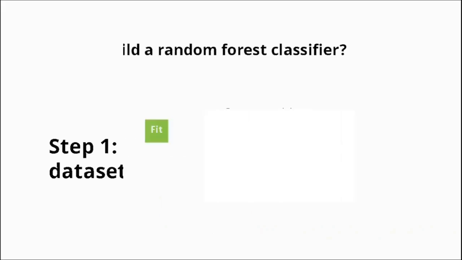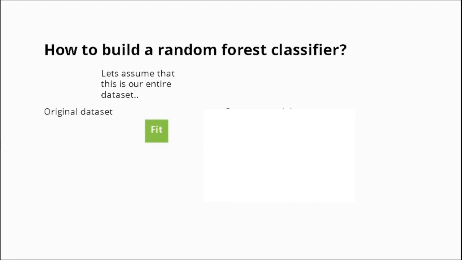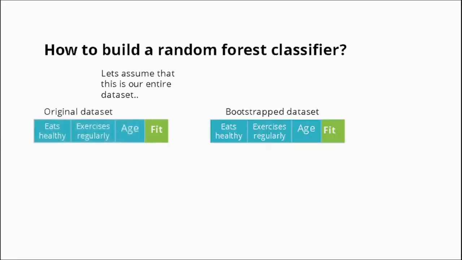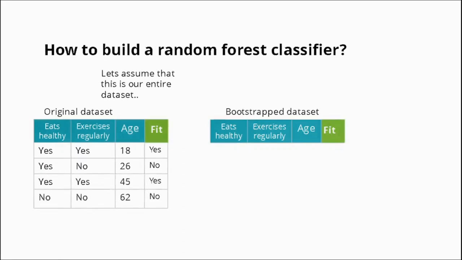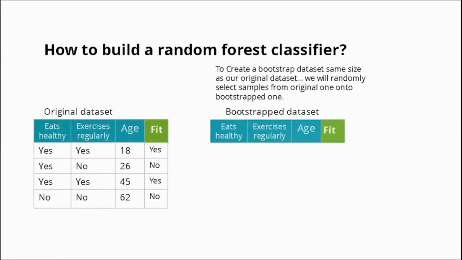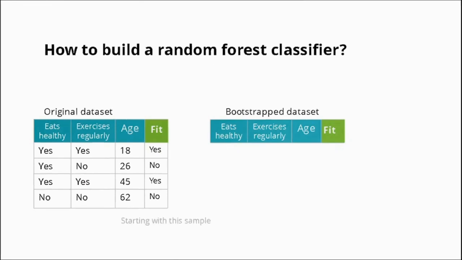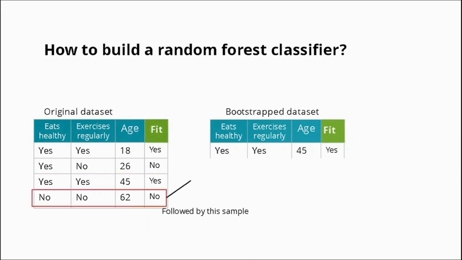Step 1. Create a bootstrap dataset. This is our entire dataset. On the left we have our original dataset, and on the right we are going to make our bootstrap dataset. To create a bootstrap dataset the same size as our original dataset, we will randomly select samples from the original one onto the bootstrap one. So let's start with this sample. The third row from the original dataset will go into the first row of the bootstrap dataset, and the fourth row of the original dataset will go to the second row of the bootstrap dataset.